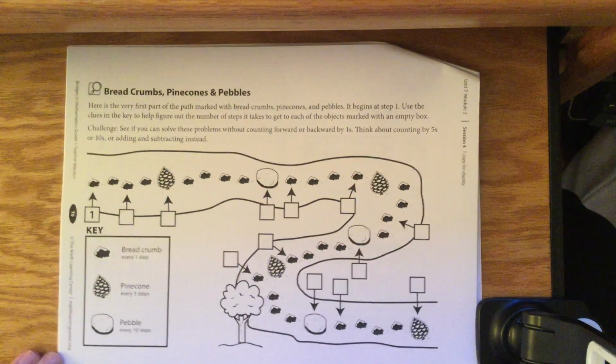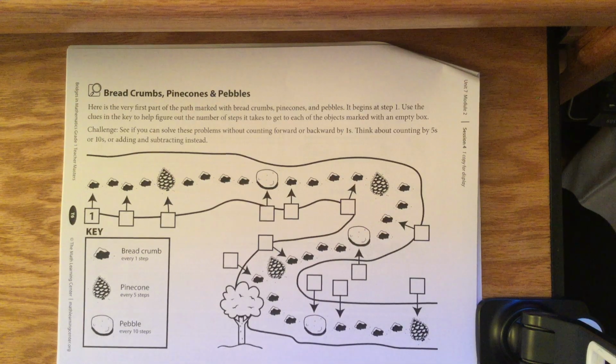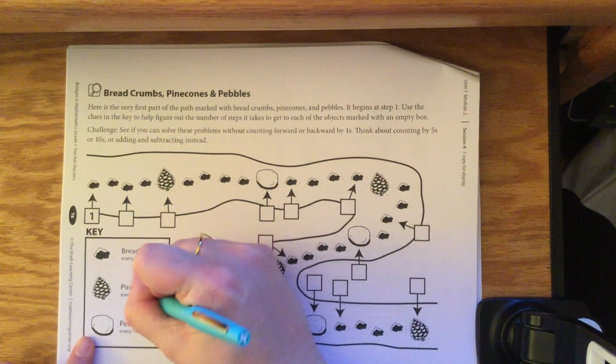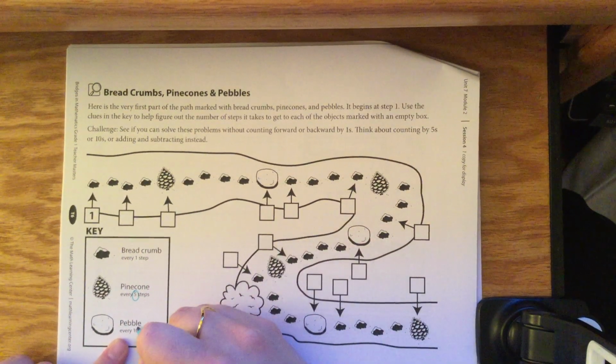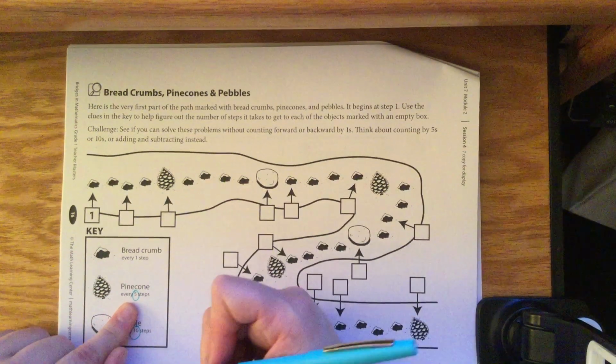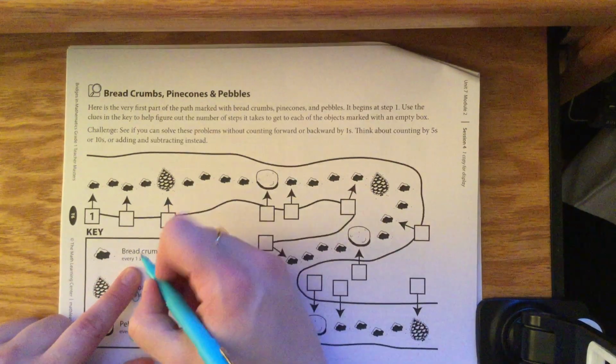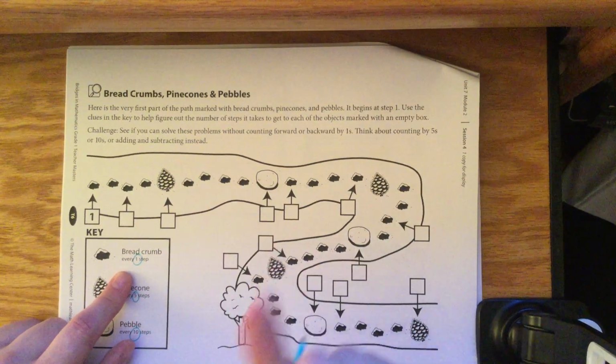Hansel and Gretel, we talked about yesterday, came to a fork in the path and they couldn't drop a pebble without it not being seen, right? If they dropped it too far away, it'd be really hard for them to see and they wouldn't know which way to go. So they decided to drop a pine cone every 5 steps. So they had a pebble every 10 steps, a pine cone every 5 steps. Well, today they've added in something new. They used a breadcrumb every 1 step.